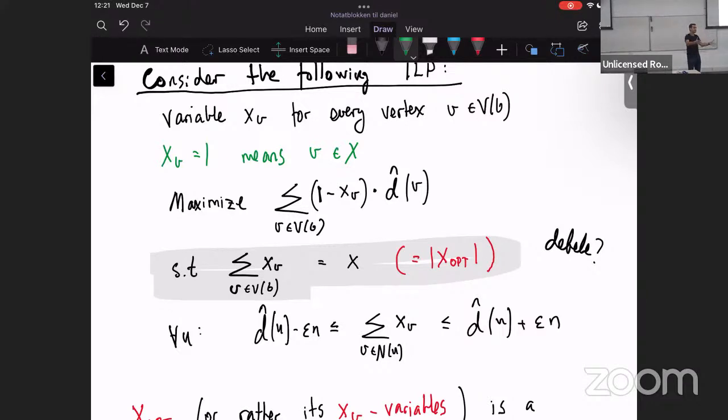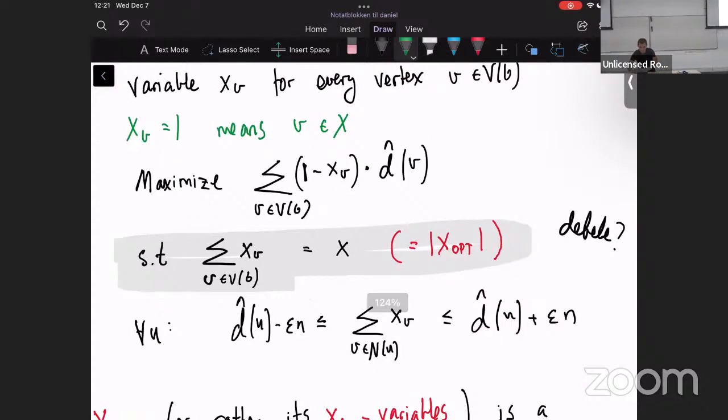But I have no guarantee that that happens, but I can force my degree estimates to be correct by making them linear constraints. In particular, I can just make linear constraints that say that the degree of every vertex into X is close to the corresponding d hat. So here are these constraints.